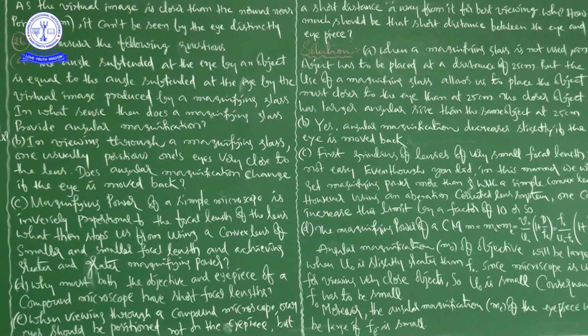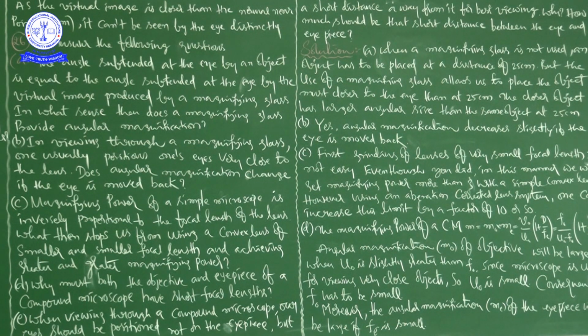In the case of a compound microscope, first we have to know the formula, that is, what is the magnifying power of a compound microscope mathematically. M is equal to M naught into ME, that is equal to V naught by U naught into 1 plus D by FE, that is equal to F naught by U naught minus F naught into 1 plus D by FE.